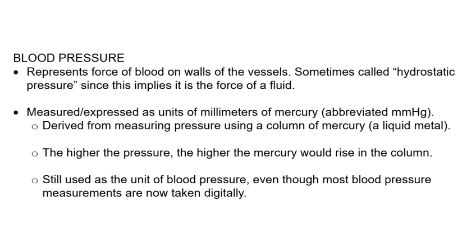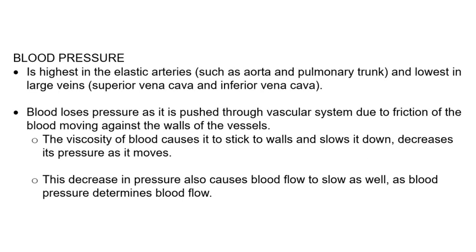This unit was derived from measuring pressure using a column of mercury, which is a liquid metal. The higher the pressure, the higher the mercury would rise in the column. These units are still used as the unit of blood pressure, even though most blood pressure measurements are now taken digitally. Blood pressure is highest in the elastic arteries, such as the aorta and pulmonary trunk, and lowest in the large veins, such as the superior vena cava and the inferior vena cava.